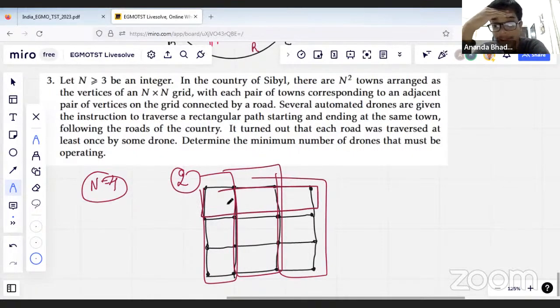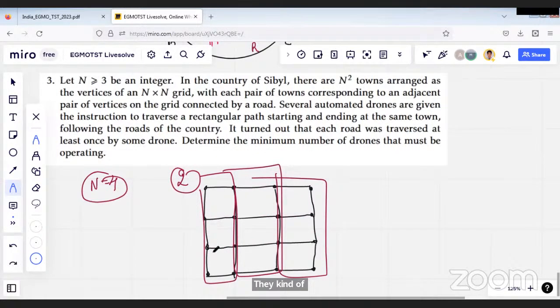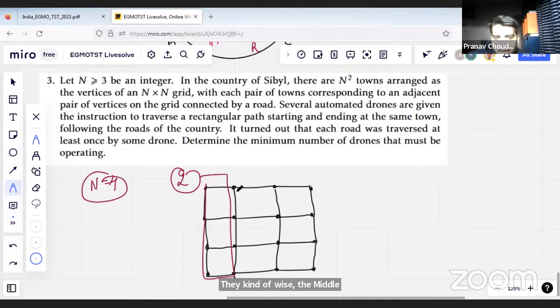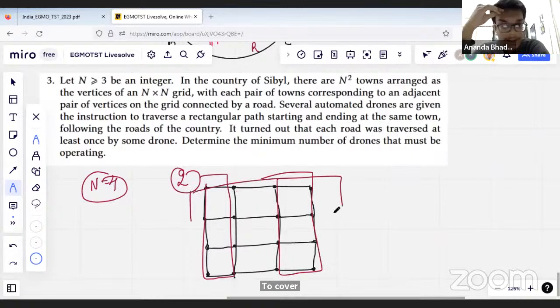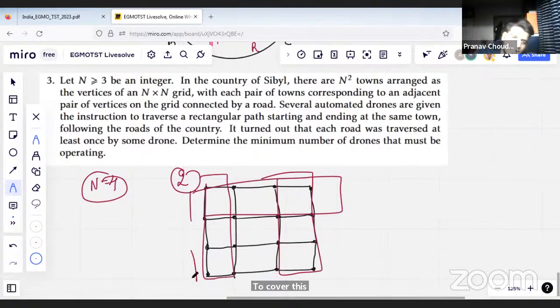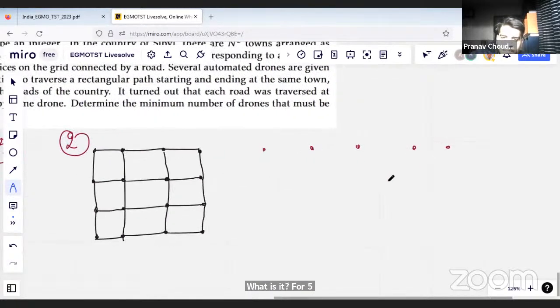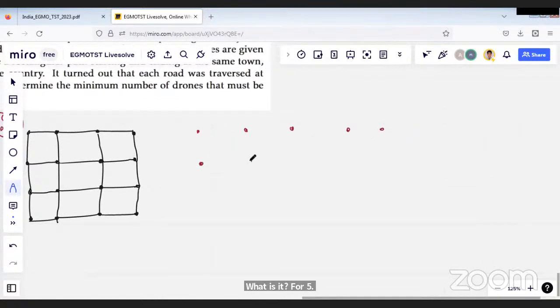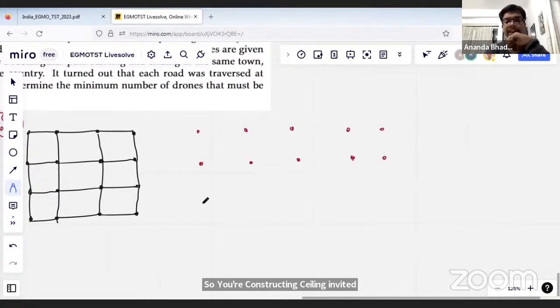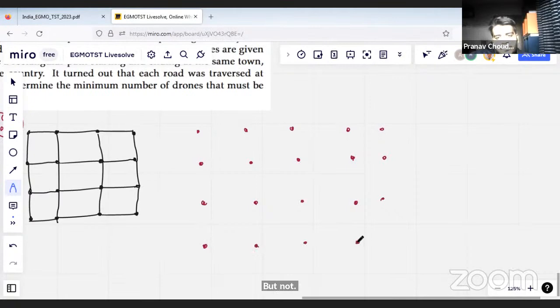Yeah, so you take 3. Oh, but you still have to cover this. Wait, Pranav, why is the middle drone even taken? Oh, good point. To cover this. Wait, is the answer n? No, for n equals 4, it's n. What is it for 5? For your construction, it will be twice the ceiling of n by 2. Yeah, for even n, roads work, but we have to prove that it's optimal, right? Sure, I mean, why not?